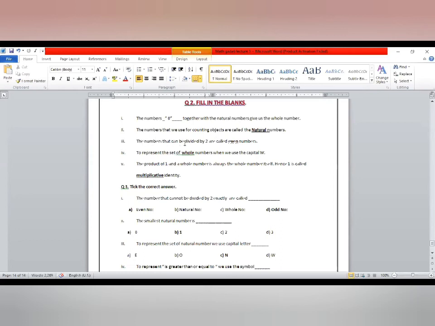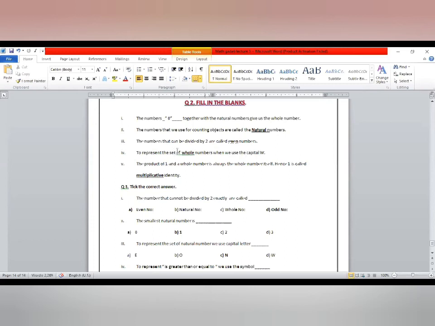The numbers that can be divided exactly by 2 are called dash numbers. They are called even numbers. The answer is even number. To represent the set of whole numbers, we use the capital letter W.